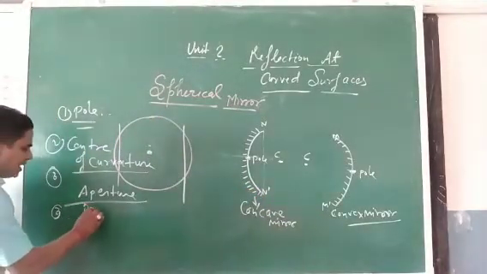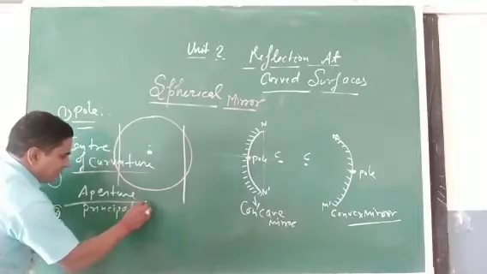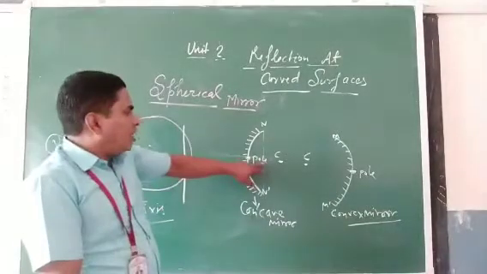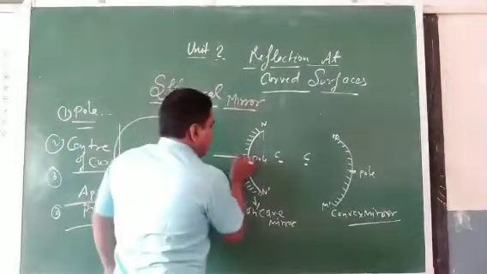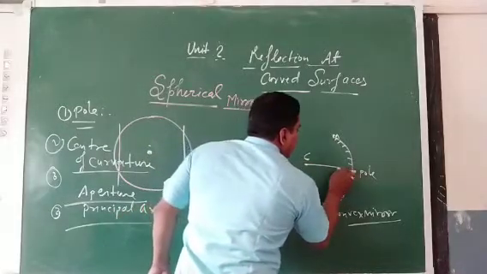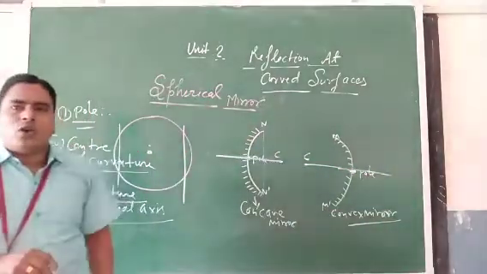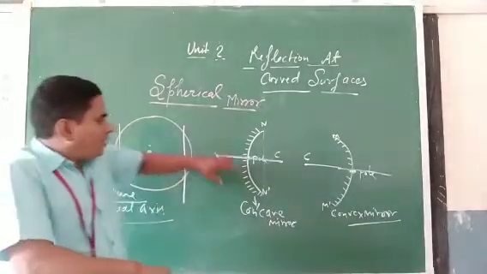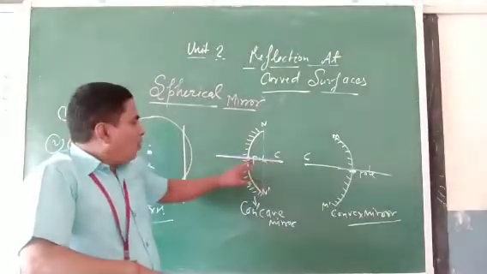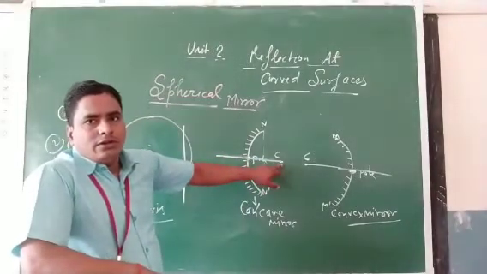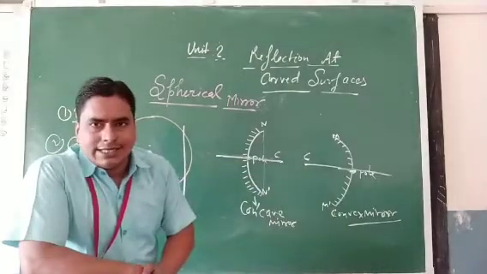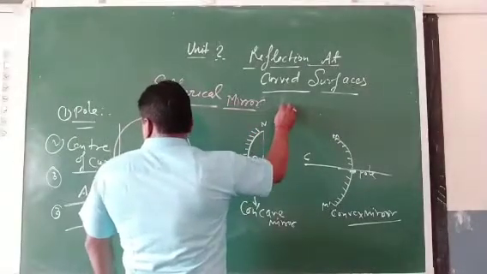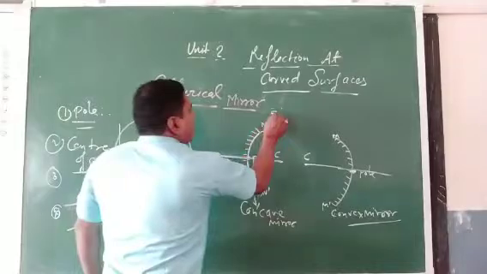Now, the next point is the principal axis. A straight line which passes through the pole and the center of curvature is called the principal axis of the spherical mirror. A line which passes through the pole and the center of curvature of the mirror is called the principal axis. Clear? Two more points we will discuss. Fourth, okay. Now fifth, radius of curvature.